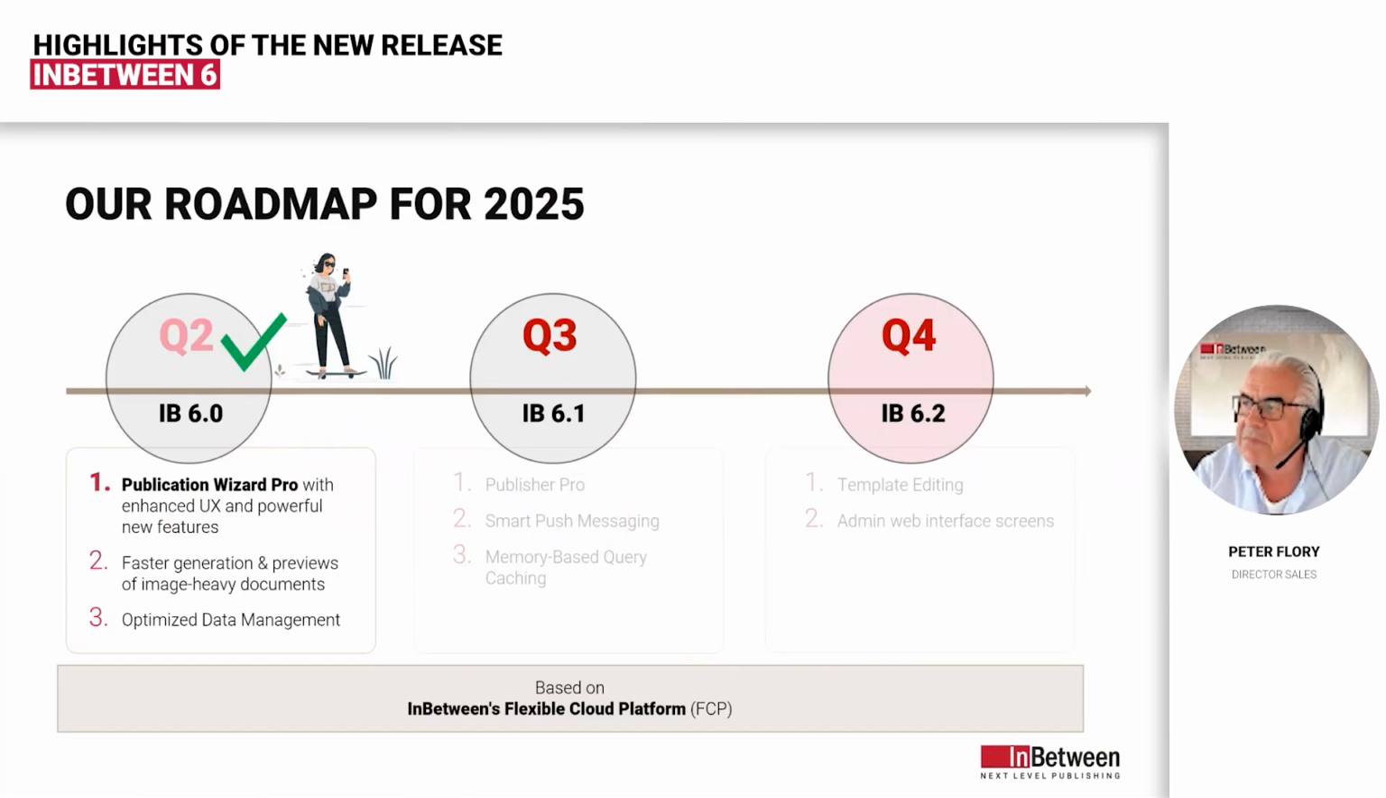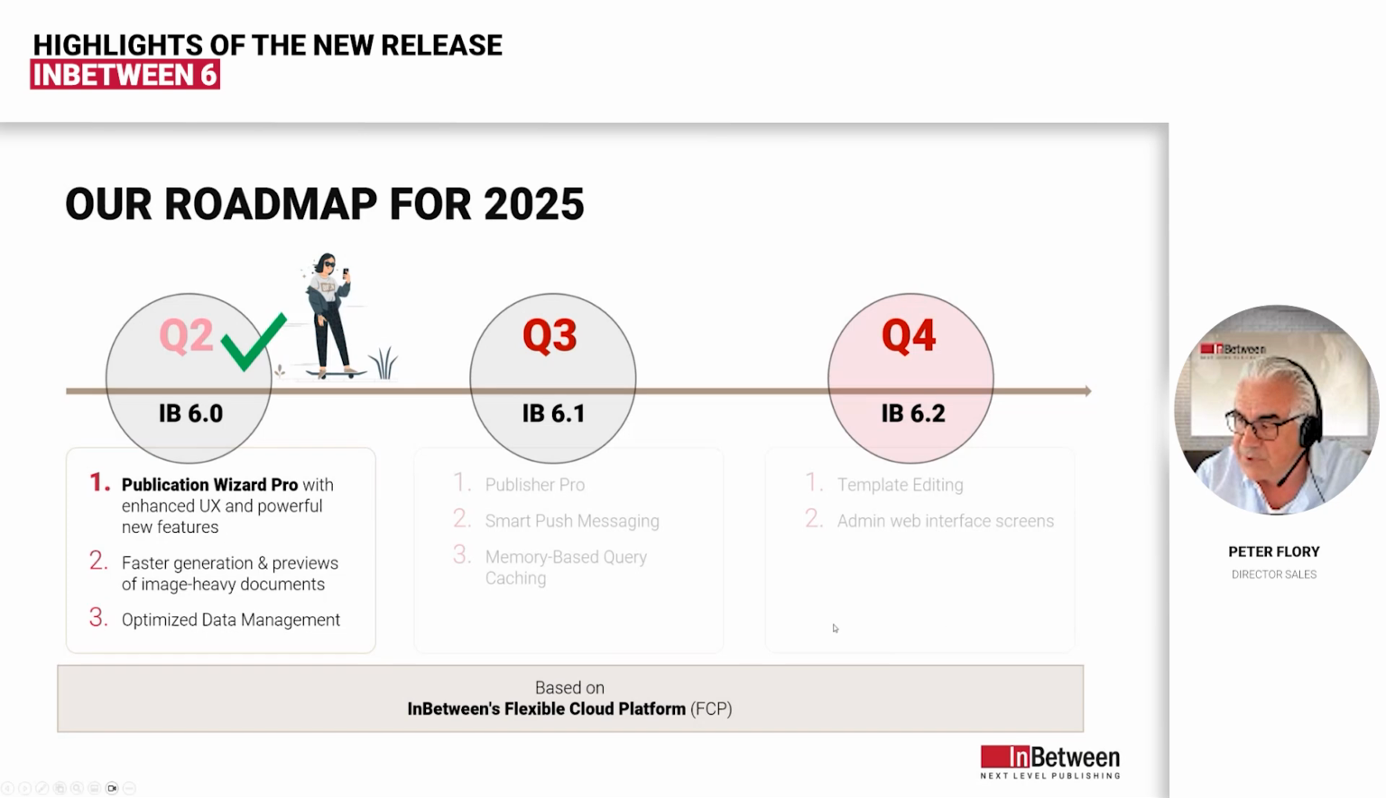And here's a roadmap for 2025. So we plan to provide the market with all those things here. It's 3 major steps, 6.0 has already been released. 6.1 is planned for the third quarter, or in fact, the quarter we are in now. We are in July, and 6.2 is planned for the fourth quarter. What we've already released is Publication Wizard Pro, which I will show you in a minute. We've integrated faster generation and previews for image-heavy documents, and we've optimized the data management.